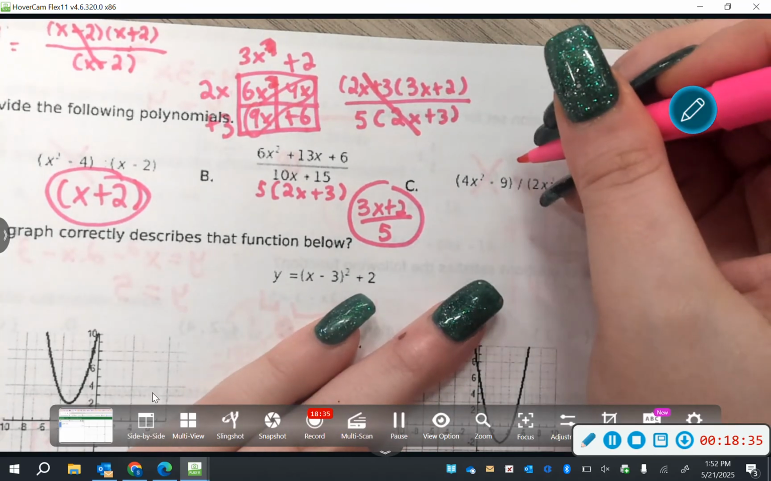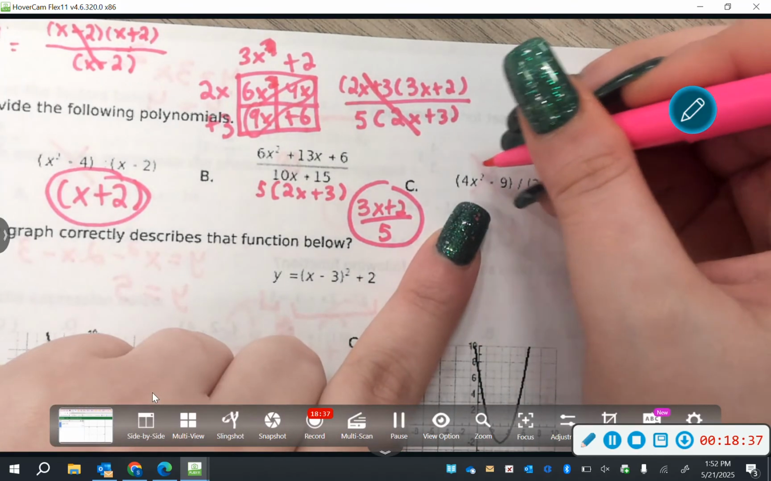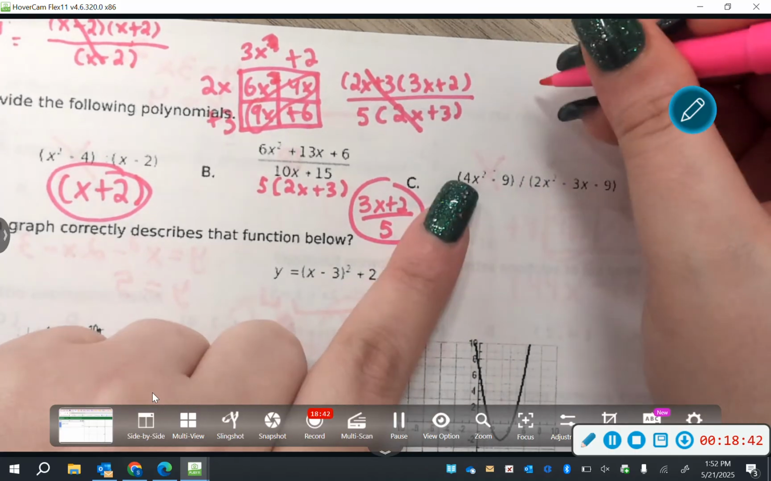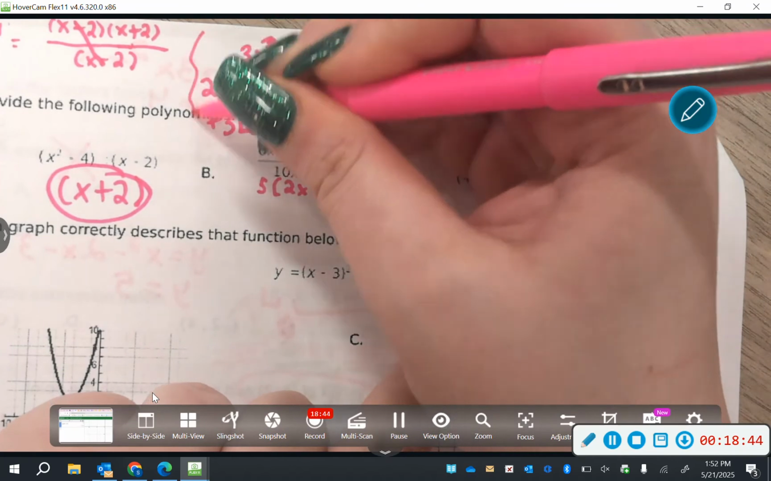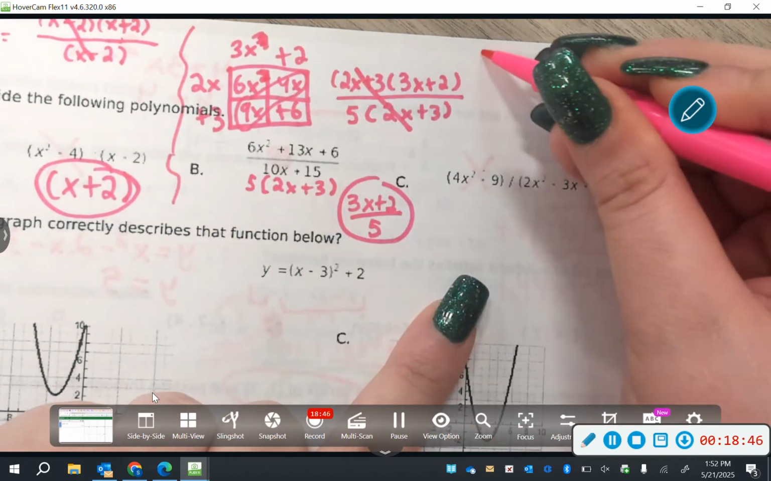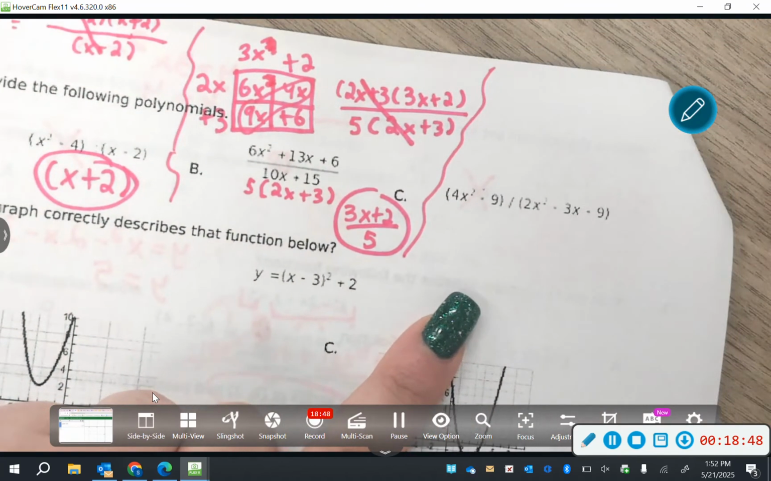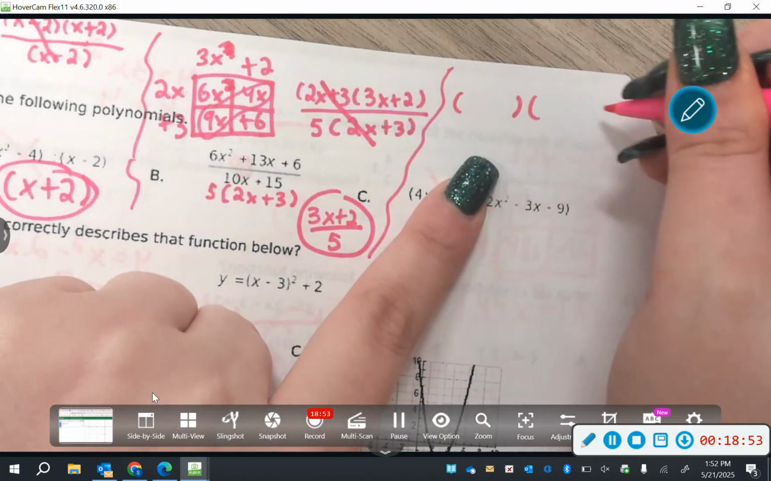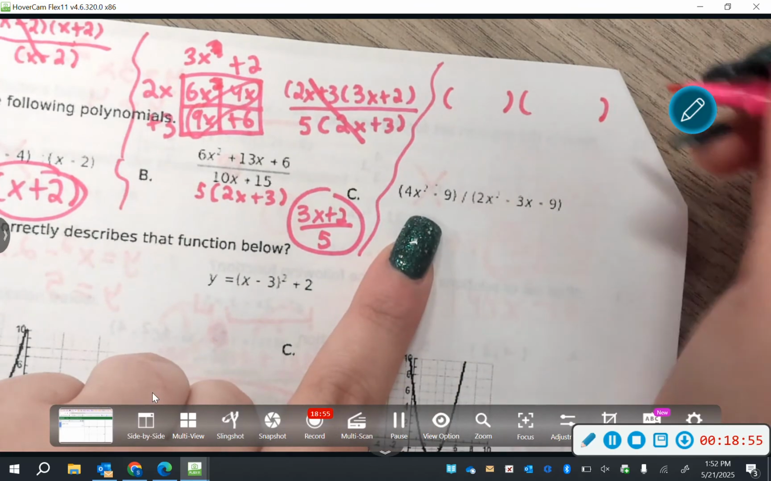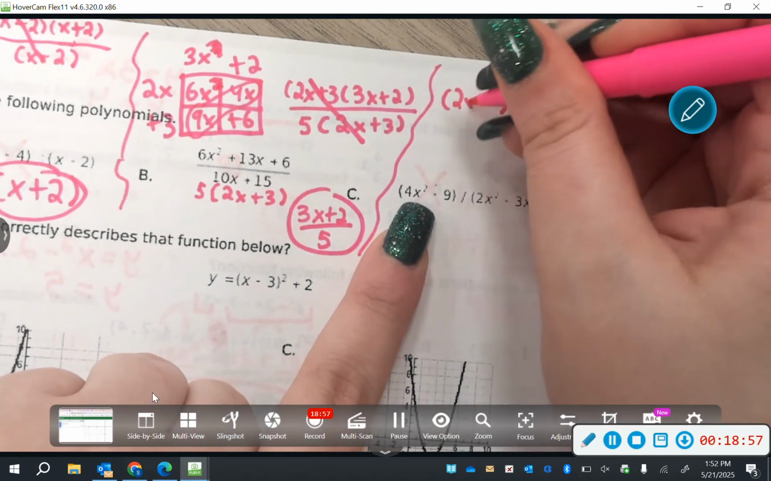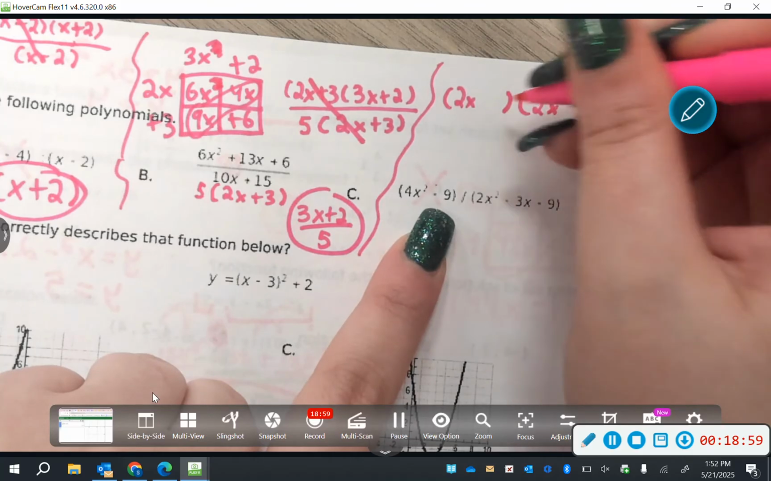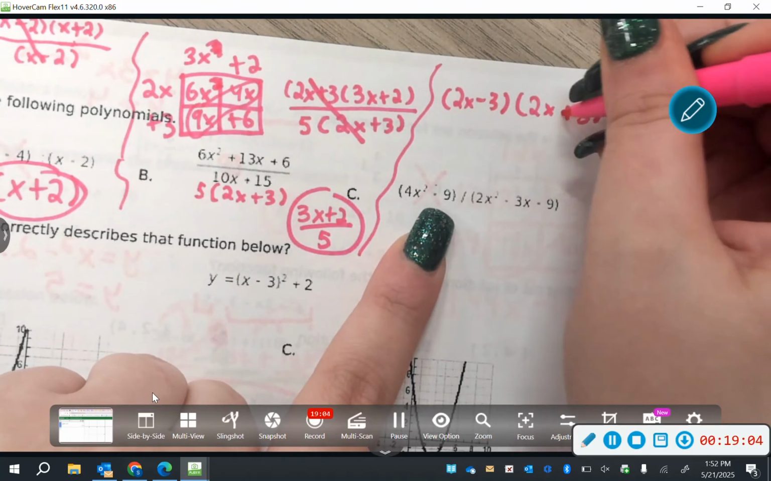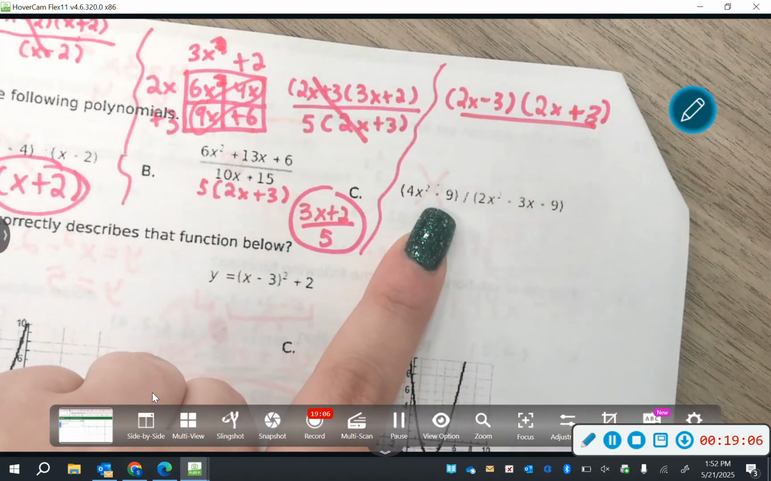All right, same thing for this one. This one's a difference of two squares, perfect square, subtracting. So it's actually going to look like this. Let me kind of separate my questions here. So parenthesis, parenthesis, parenthesis, parenthesis. Okay. So 4x squared is 2x and 2x. 9 is 3 and 3. If it's a difference of two squares, they're going to have different signs.